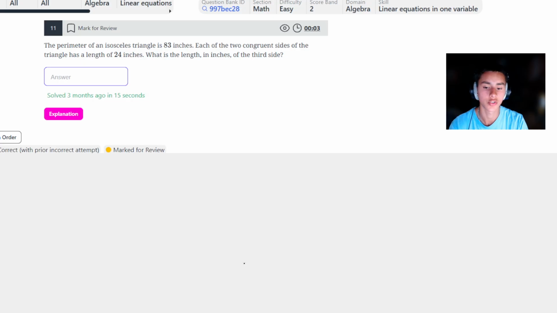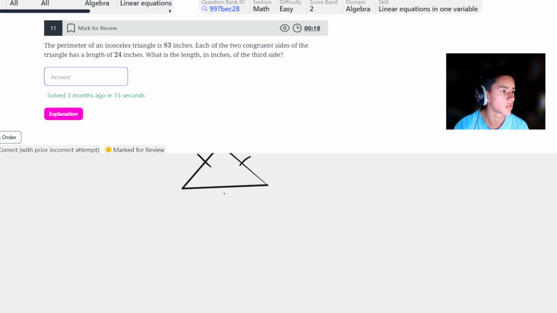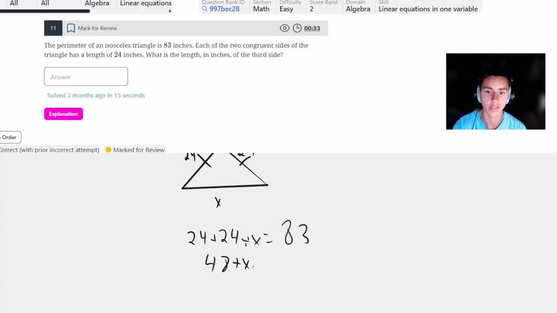Perimeter of an isosceles triangle is 83. Okay. So isosceles triangles have 2 equal lengths. So that means this and this have to be the same. Each of the 2 congruent sides of the triangle has a length of 24. So that means this is 24, this is 24, this is x. 24 plus 24 plus x has to equal 83, because that's the perimeter. 48 plus x equals 83. x has to equal 35.